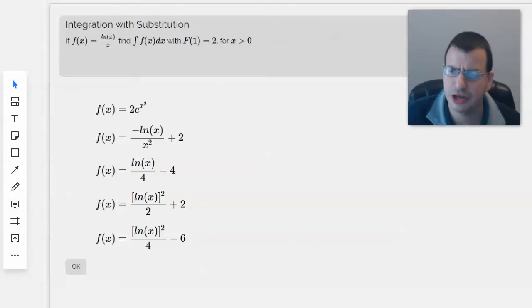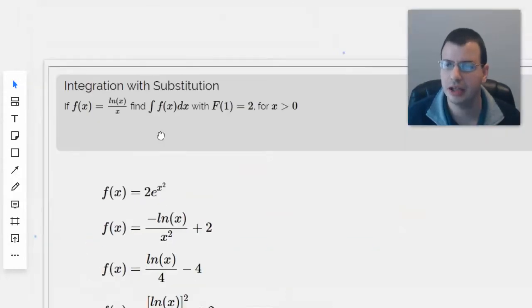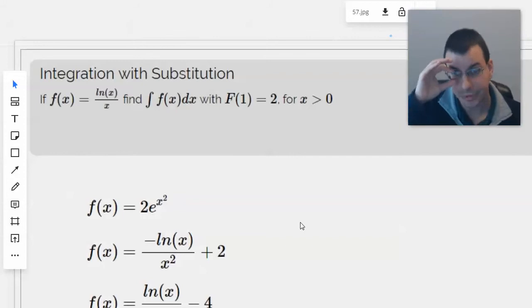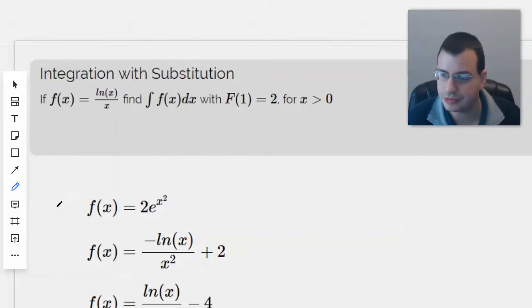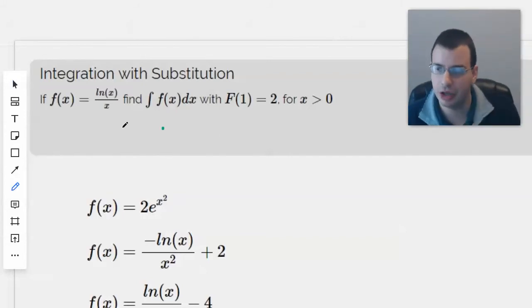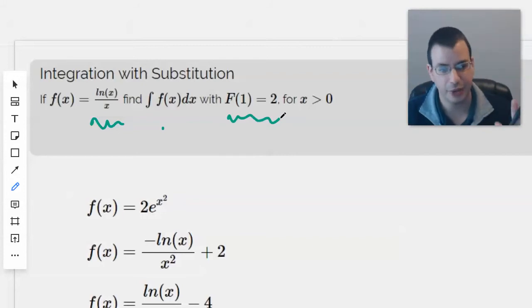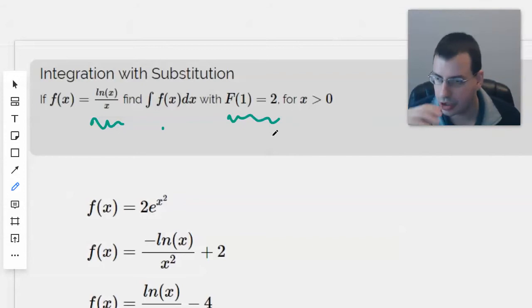If f of x equals natural log of x over x, find the integral of f of x dx, with f of 1 equal to 2, for x greater than 0. Okay, so to start off, it's saying find the integral of this guy, and when you find an indefinite integral, you're given a constant c at the end. And we'll use that to find out what that c actually equals.